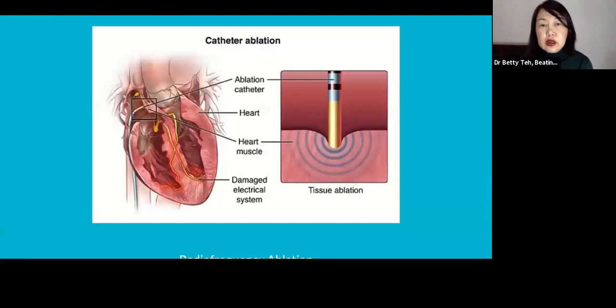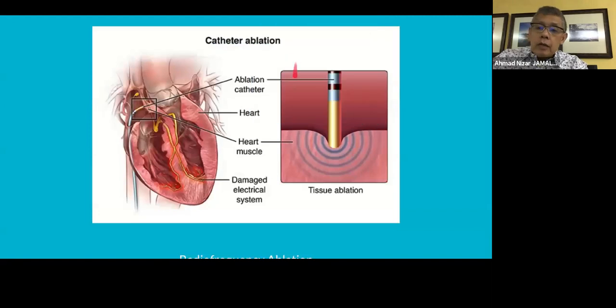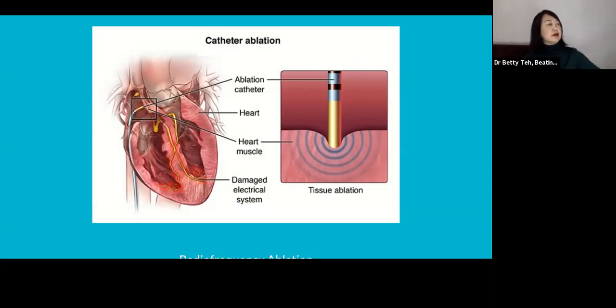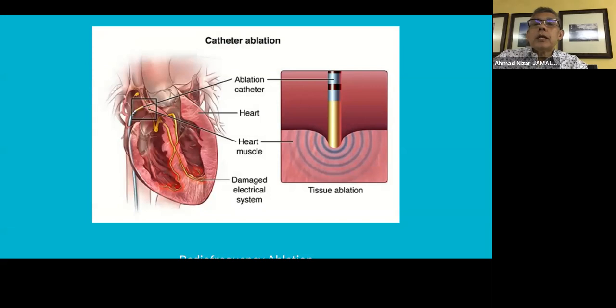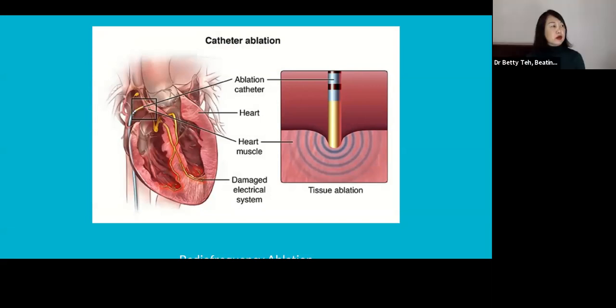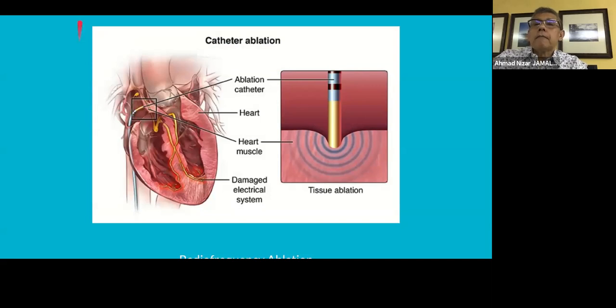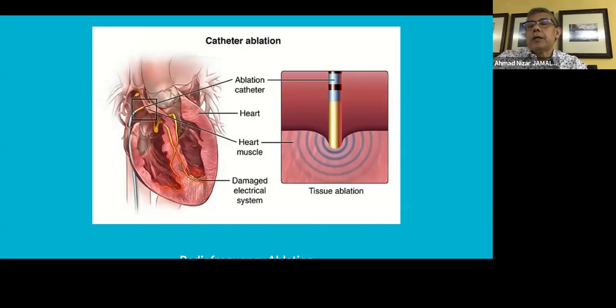Okay. So we're getting close to the end of this talk. I'm just going to tell you a little bit about what catheter ablation is. In radiofrequency ablation, you use a catheter that is introduced from the femoral vein into the heart. So you notice that the ablation catheter is abutting against the myocardium.